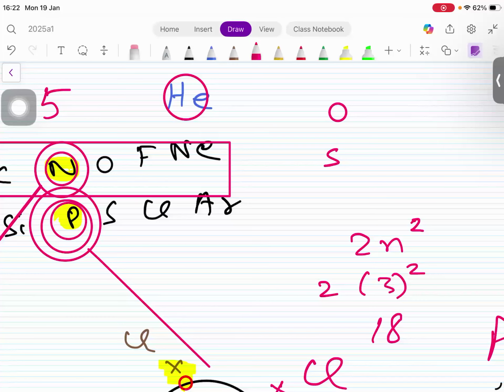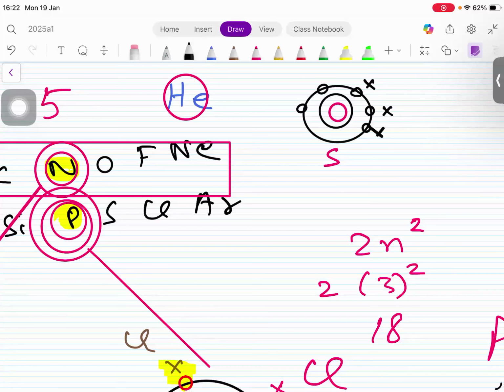Oxygen, just one last thing. Oxygen's outer shell is the second shell. Oxygen has how many electrons? 6. Oxygen cannot make it 12. 6 means using all of them to make it 12, which it cannot.